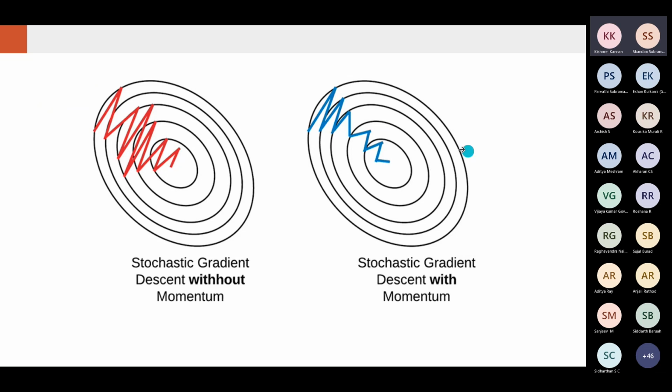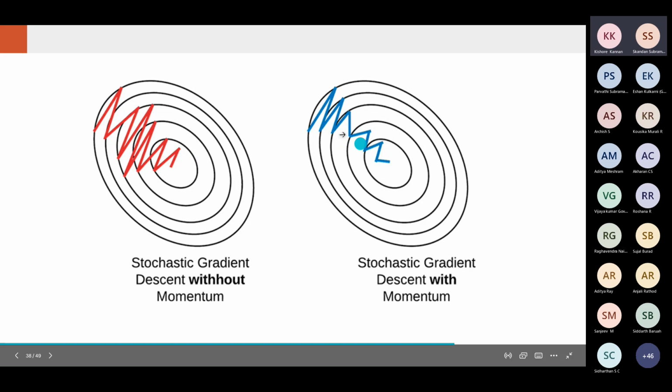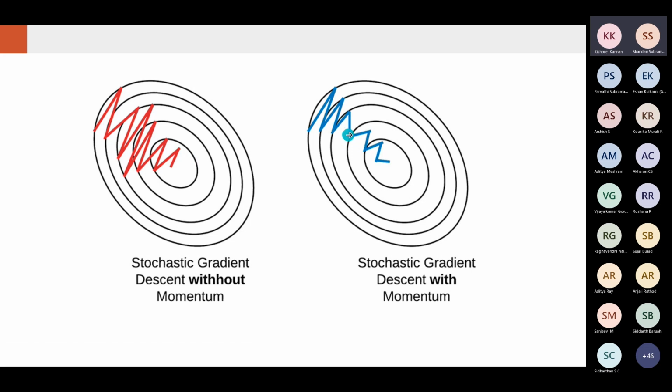This is just a picture. Without momentum, we'll have large amplitude in this direction, so it's going to keep bouncing off and it will never reach the minima. And with momentum, it can reach the minima easily because we don't have much bouncing along this direction.